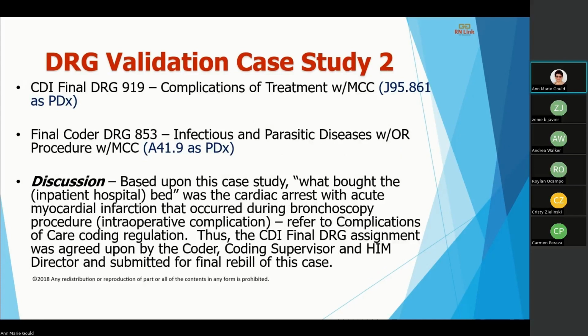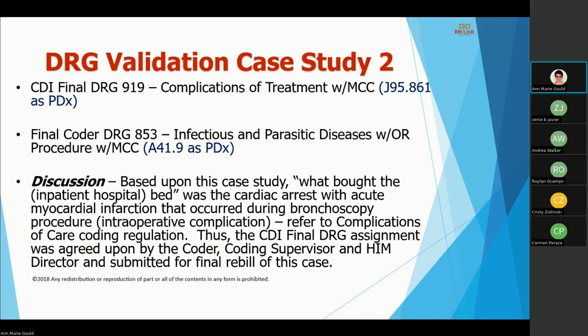The CDI final DRG was 919, complications of treatment with an MCC, which was the intra-op code for J95.86. I should have spelled it out for you guys. I apologize for that. But the coder's final code says infectious and parasitic diseases with the PDX because they had sepsis, and that's your 038.9, sepsis unspecified code, as the PDX.